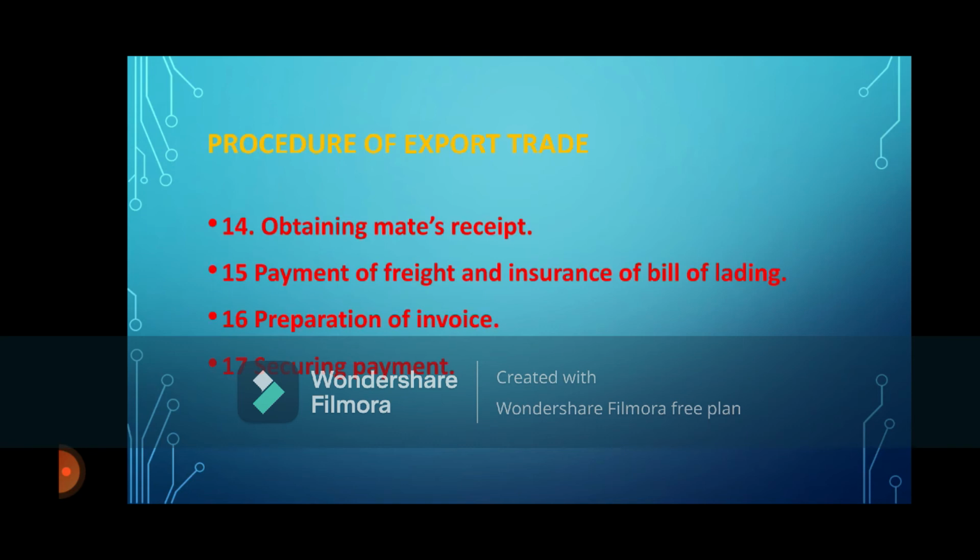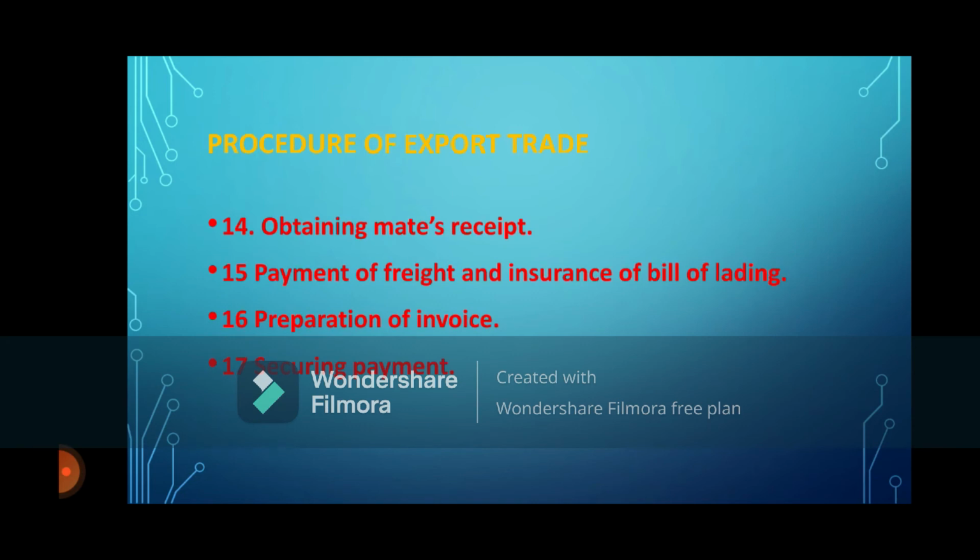And the 15th step, payment of freight and issue of bill of lading. After loading the goods on the ship, the exporter goes to the office of the shipping company. There he surrenders the mate's receipt, and in return the shipping company office issues him a bill of lading, which is prepared in triplicate. One copy for the exporter, one copy for the captain, and one copy for the importer.